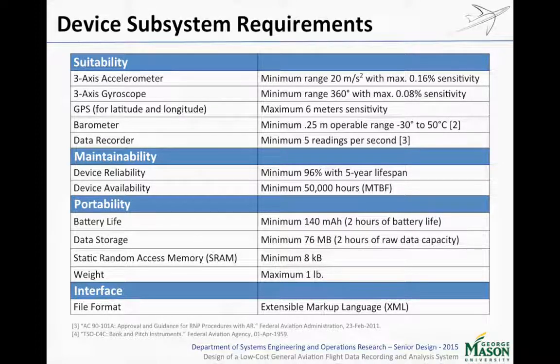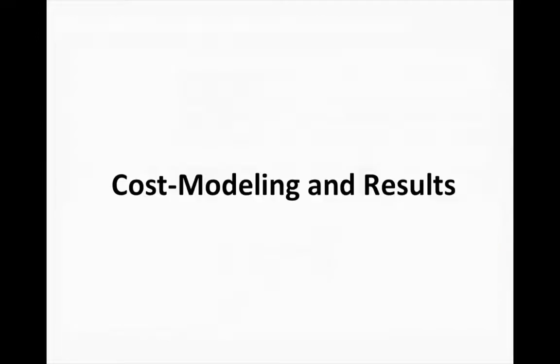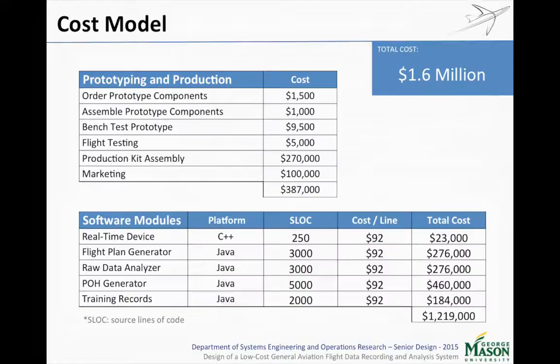So now that we determined these requirements for our device, we could move on at this point and see what it would cost to bring this system to retail. We found, kind of surprisingly, that the device cost, the marketing, and flight testing, we put all this into one category. So all the prototyping and production cost only came out to about $400,000, which is great. That helps us keep within our low cost constraint.